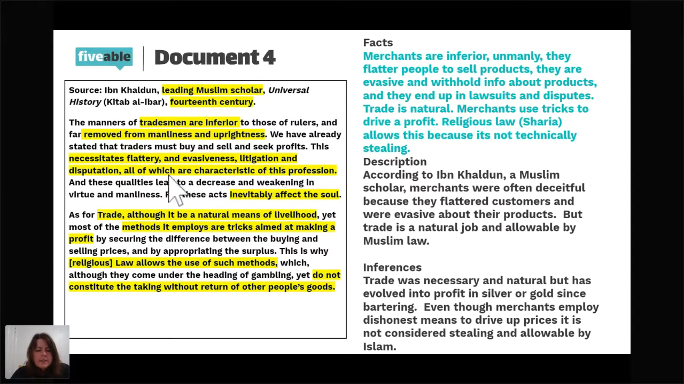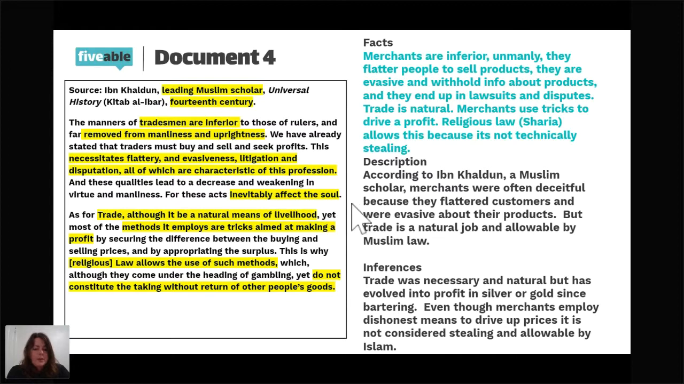Okay, this necessitates flattering, evasiveness, litigation, and disputation. All right, litigation, so lawsuits, and disputes, all of which are characteristics of this profession. Ooh, gosh, they don't really like merchants, right? And these qualities lead to a decrease and weakening in virtue and manliness, for these acts inevitably affect the soul. Okay, so if you're having to be sneaky to sell your products and mark up the prices, it affects your soul. Okay, so it's sinful, right?